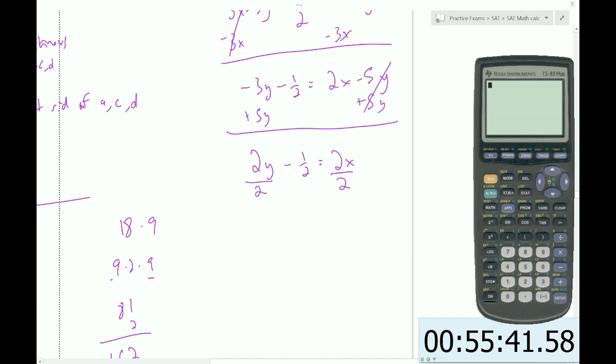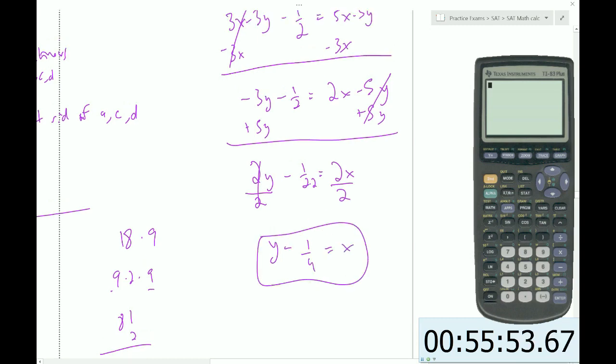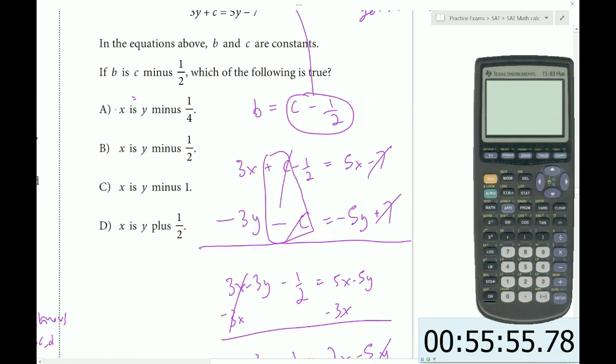Here, here, and here. Since this already has a denominator, I'll just stick it down the bottom. So this cancels out. I get y minus 1/4 equals x. So x is y minus 1/4. That is answer choice A.